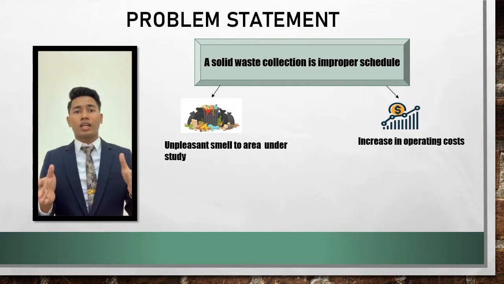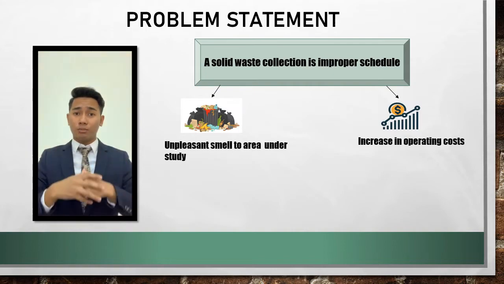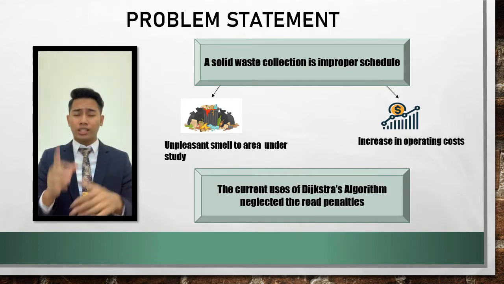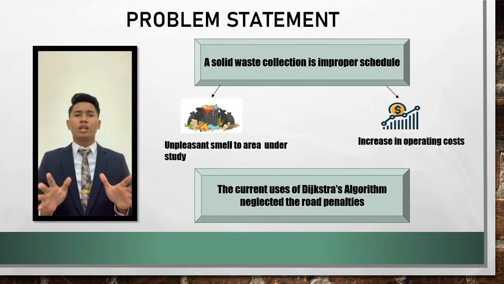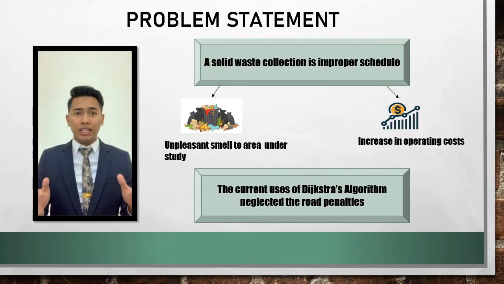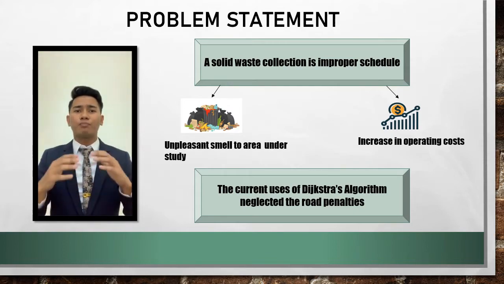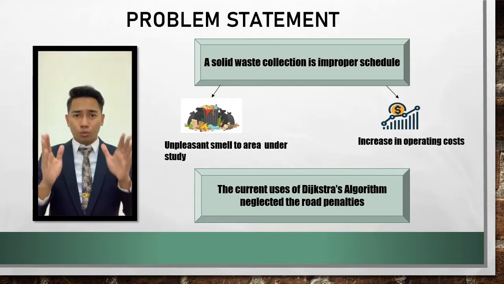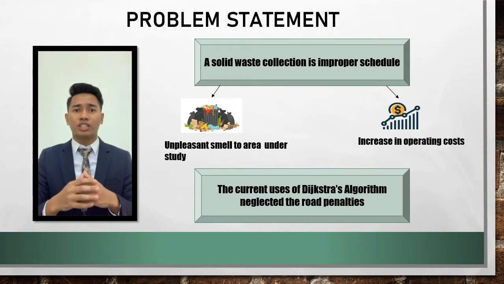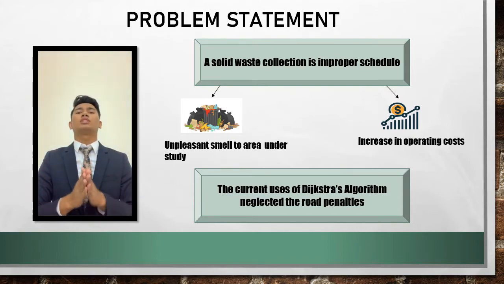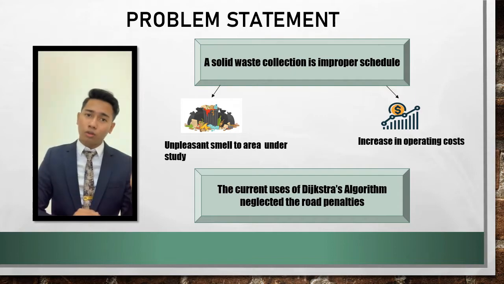One of the methods that can be used to find the shortest route for the garbage truck, which minimizes travel time, is the Dijkstra's algorithm. However, the current use of DA neglected the road penalty. Therefore, in this study we have improved the method of DA, which will consider the road penalty to find the shortest path between two nodes in order to collect solid waste from house to house.